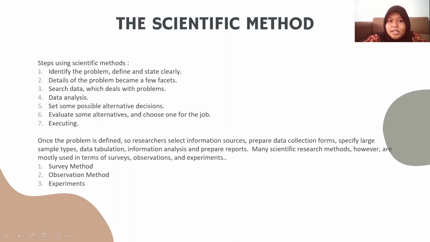Next is the scientific method. The steps using the scientific method are: 1. Identify the problem, define and state it clearly. 2. Detail the problem based on the facts. 3. Search data which deal with the problem. 4. Data analysis. 5. Set some possible alternative decisions. 6. Evaluate some alternatives and choose one for the job. 7. Executing.